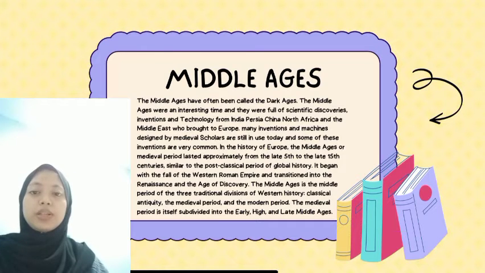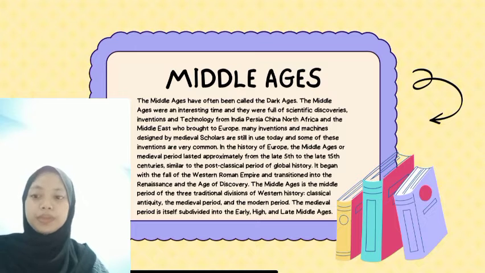Middle Ages. The Middle Ages have often been called the Dark Ages. The Middle Ages were an interesting time, and they were full of scientific discoveries, invention, and technology from India, Persia, China, North Africa, and the Middle East who spread to Europe. Many inventions and machines designed by medieval scholars are still in use today, and some of these inventions are very common.